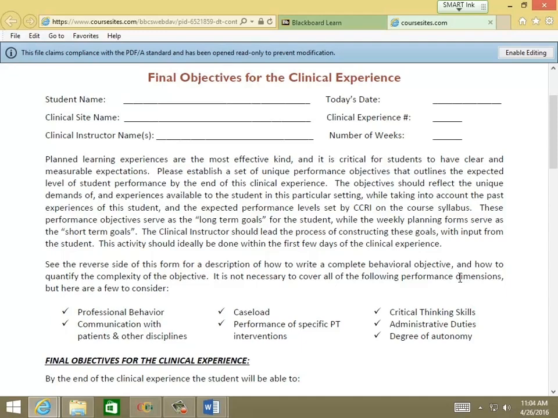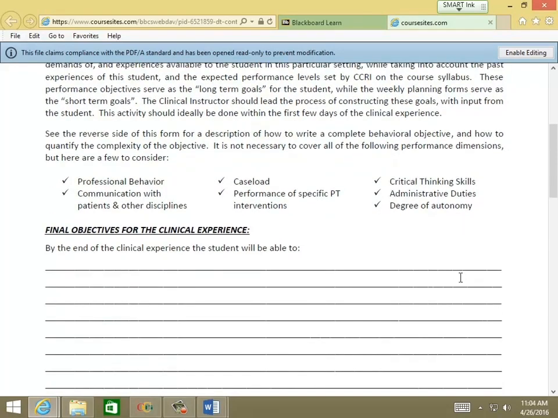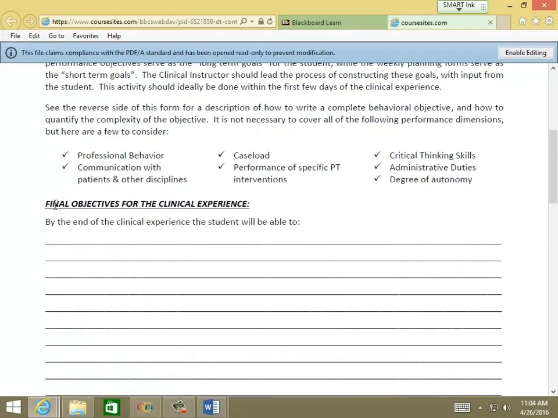After the student has become oriented to your facility, has a better understanding of the caseload and some of the special experiences they might have the opportunity to participate in, they set some long-term goals, some final objectives for themselves, in terms of what they think and you think that student should look like by the end of this clinical experience with respect to caseload in your particular facility.